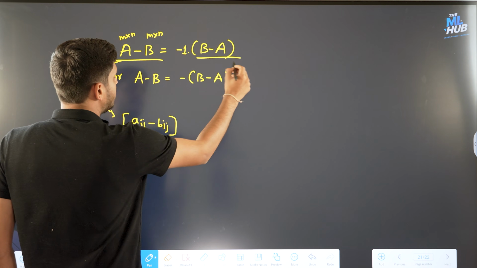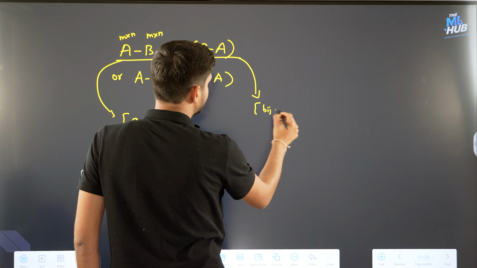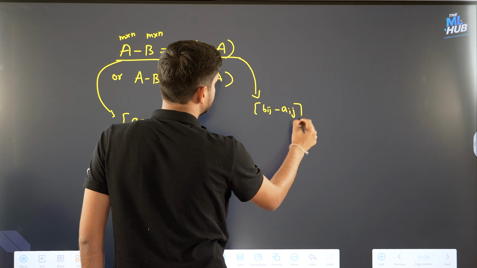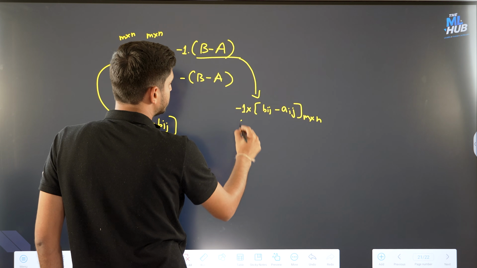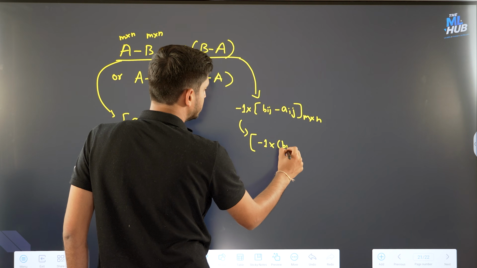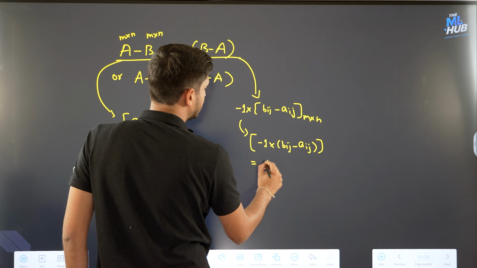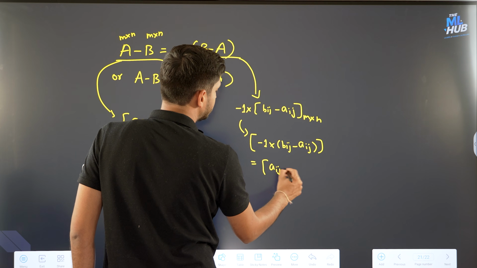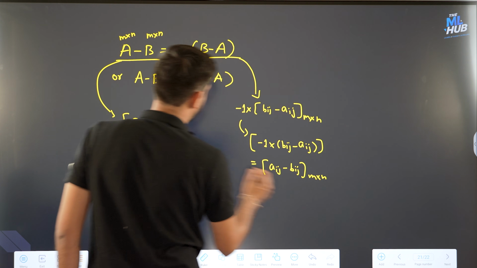Now the same thing for B minus A: the ijth element will be Bij minus Aij, an M cross N matrix, and you are multiplying it with minus 1. So the ijth element will become minus 1 into Bij minus Aij, which is nothing but Aij minus Bij, right? M cross N matrix. So now these two have become the same.